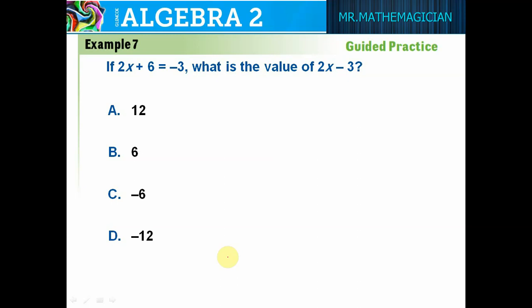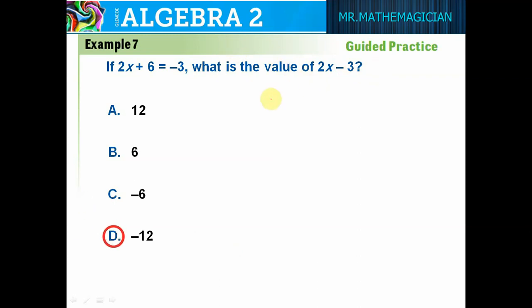Now this is your turn to answer. If 2x plus 6 equals negative 3, what is 2x minus 3? Yes, it should be D. Why should it be D?